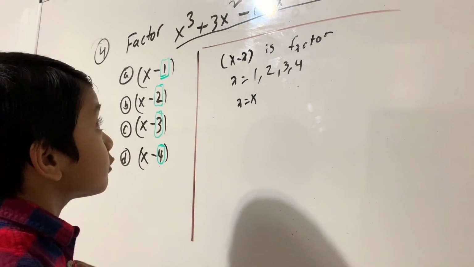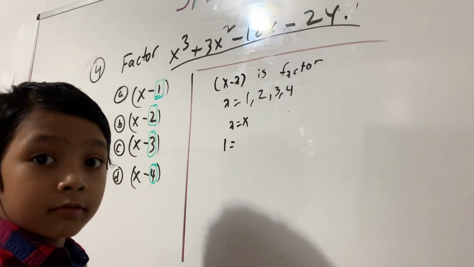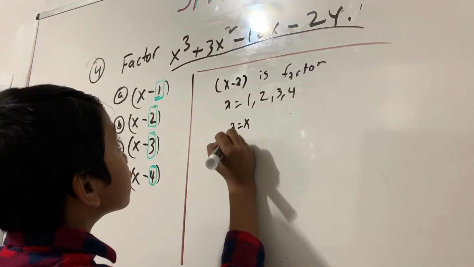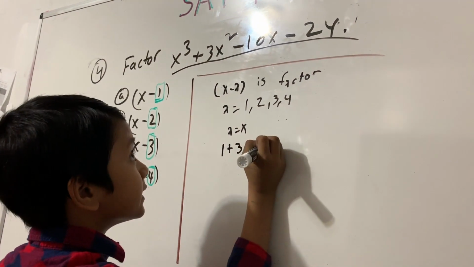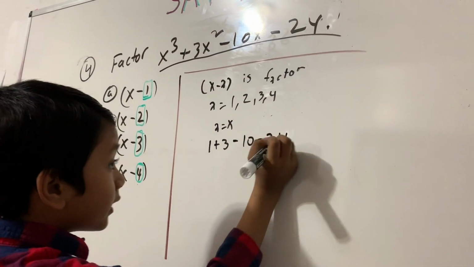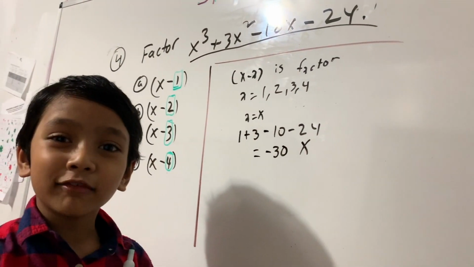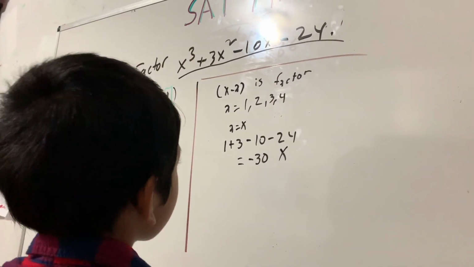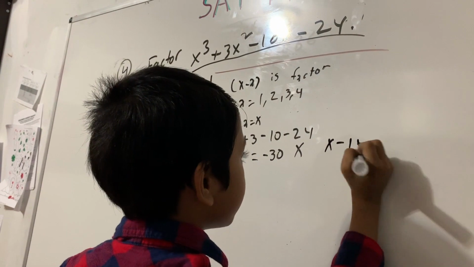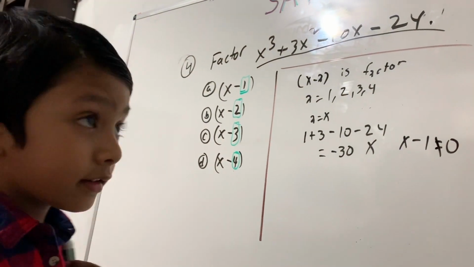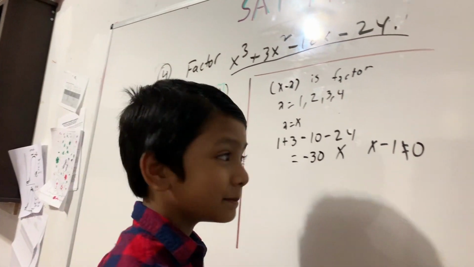So let's first try 1. So 1 cubed equals 1. 3 times 1 squared, which is 3 times 1, is 3. Minus 10 times 1 is minus 10, minus 24. If you do the math, that gives you minus 30. So that is not 0. So x − 1 is not equal to 0. Therefore, we know it cannot be A.